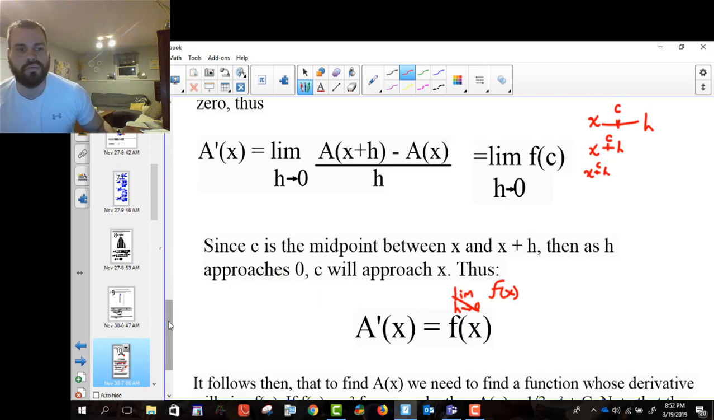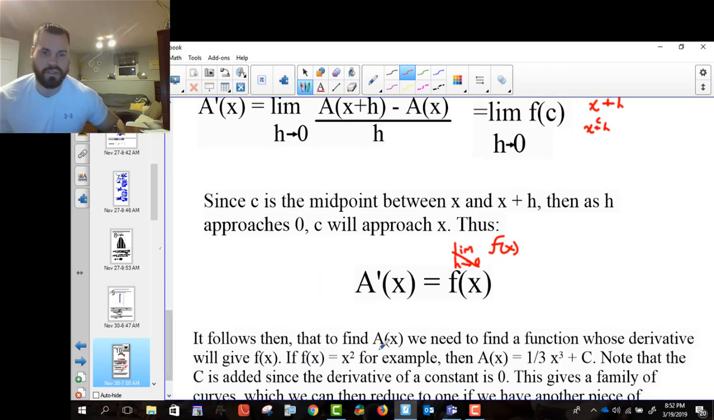All right? And so what that shows us is that the area function, when you take the derivative of it, gives you the function f of x. So what we're trying to do essentially is the opposite. We're trying to do the antiderivative. Okay? It's not important that you understand all of the proof, but it is important that you understand the concept behind it.